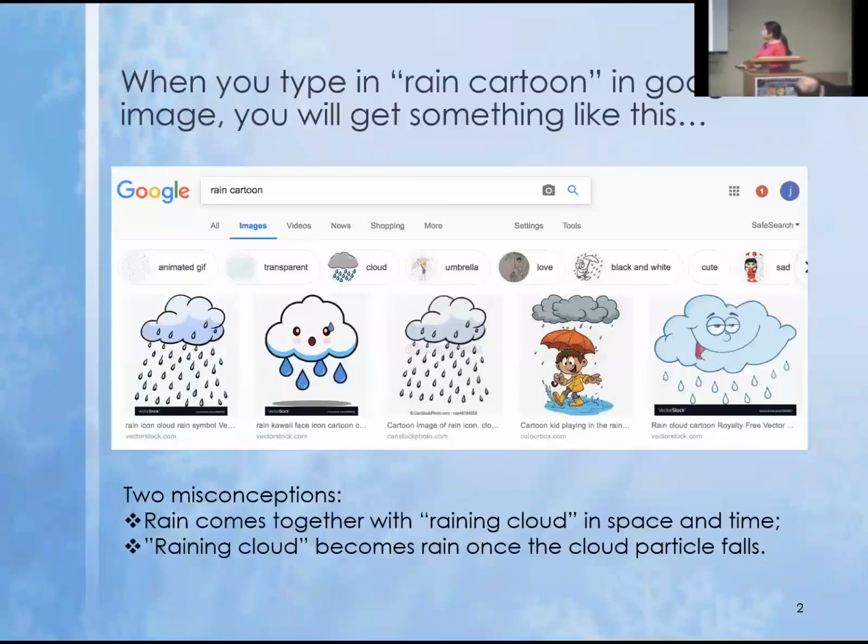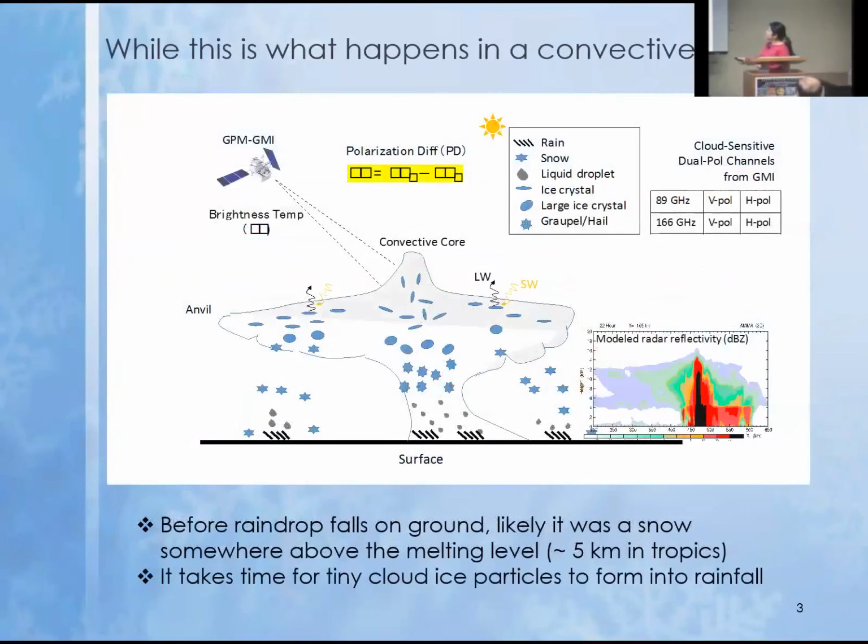And raining clouds become rain once the cloud particles fall, which is not true either. The rain comes after the cloud formation in both time and space. And this is probably what really happens in the real world for a convective cloud. I don't know what's going on here, but don't worry about these details.